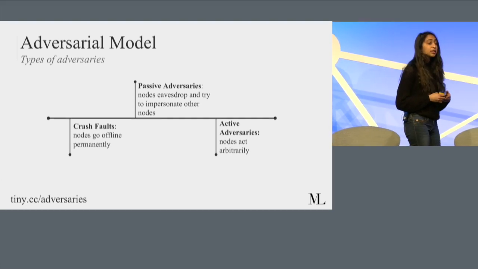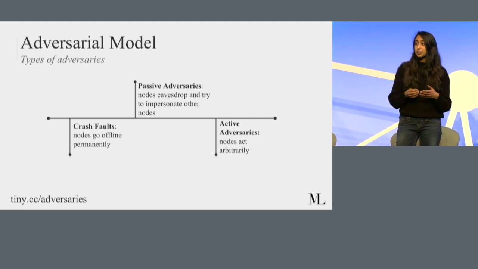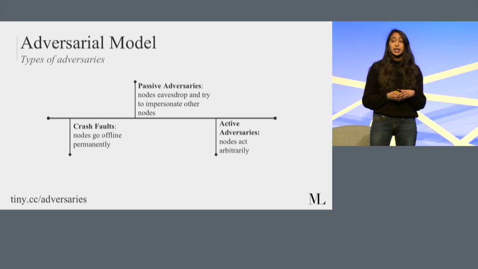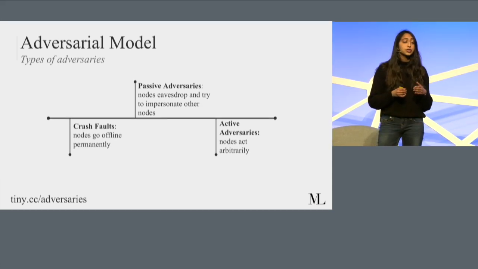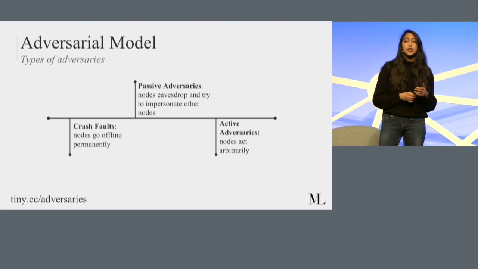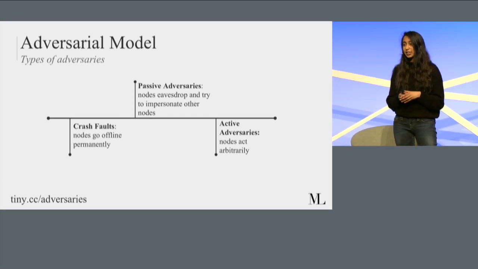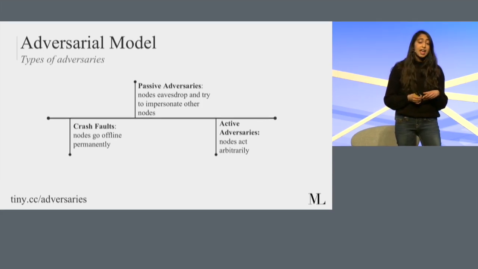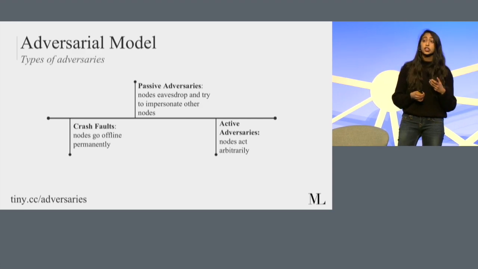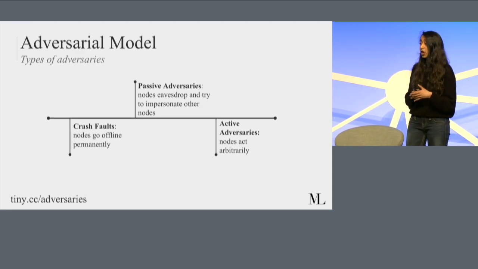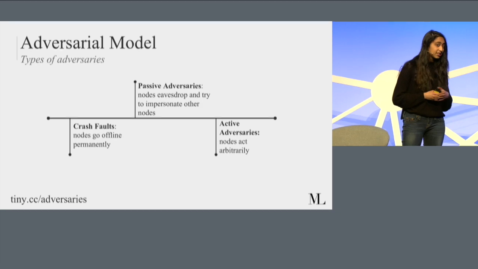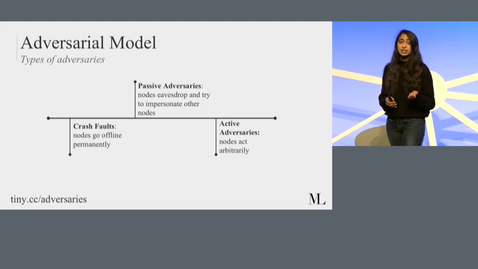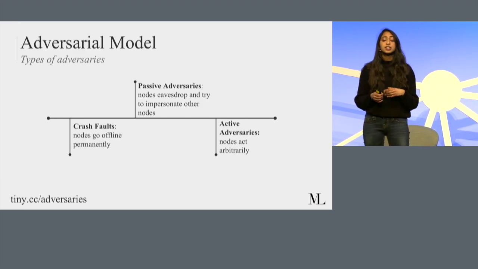So what kind of malicious actors are we going to be handling? And there are different types of adversaries. So we have crash faults, which is when nodes will go offline permanently. And no matter what kind of consensus model you're building, it's really important to be able to tolerate these crash faults. Then we have passive adversaries, which are a bit stronger in that they can eavesdrop and try to impersonate other nodes.